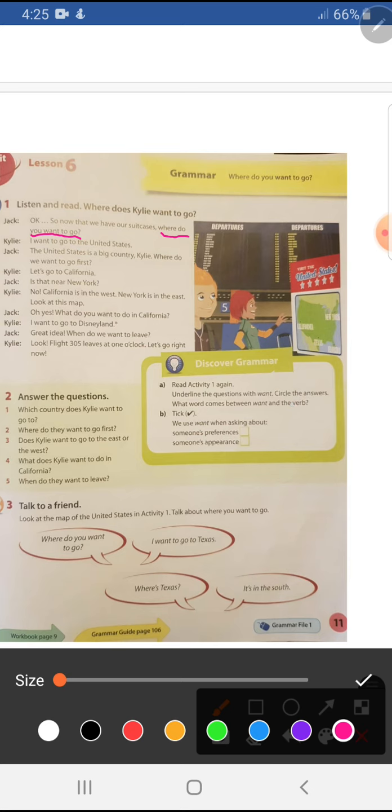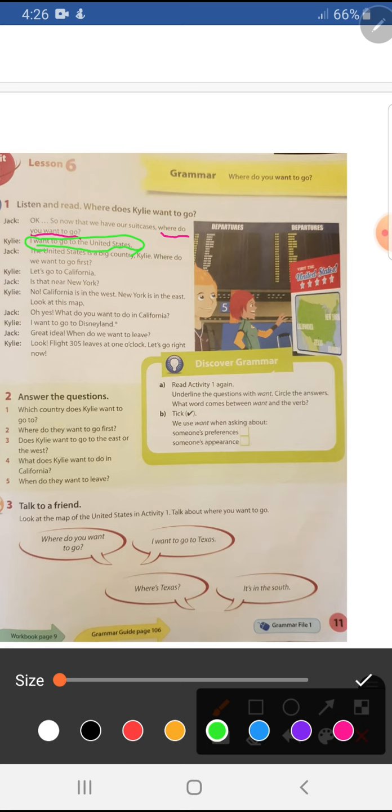Here we have to circle the answer. What is the answer here? I want to go to the United States. So this is the answer. So we have to circle it. Let me use a different color for you. This is the answer. I want to go to the United States. This sentence, I want to go to the United States, is expressing their preferences.